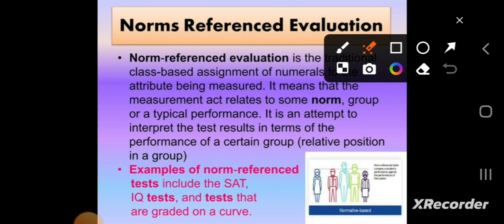SAT, a standardized college admission test that ranks students based on their performance relative to a national sample. IQ test, measures cognitive abilities and assigns scores based on how individuals perform relative to others in their age group. Curved grading, in some classes, students' grades are distributed according to the class's overall performance rather than an absolute standard. In contrast, criterion-referenced evaluation focuses on whether an individual has achieved specific learning goals or criteria without comparing their result to a norm group.